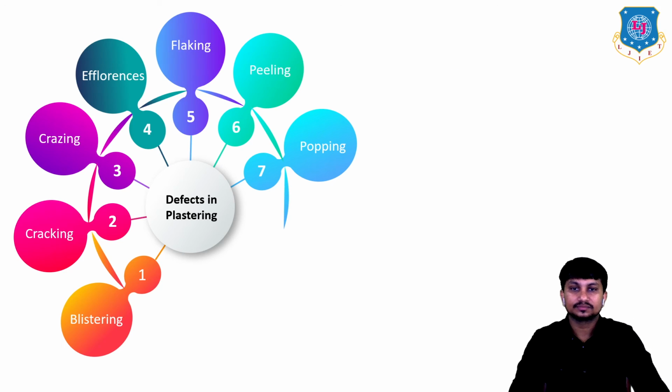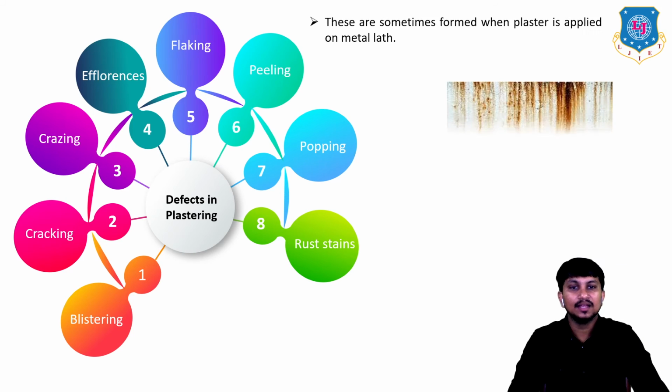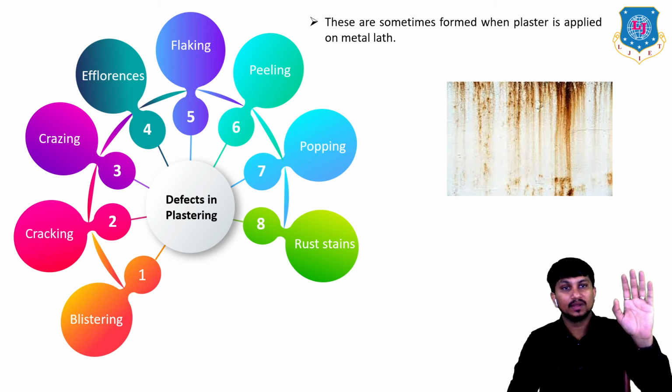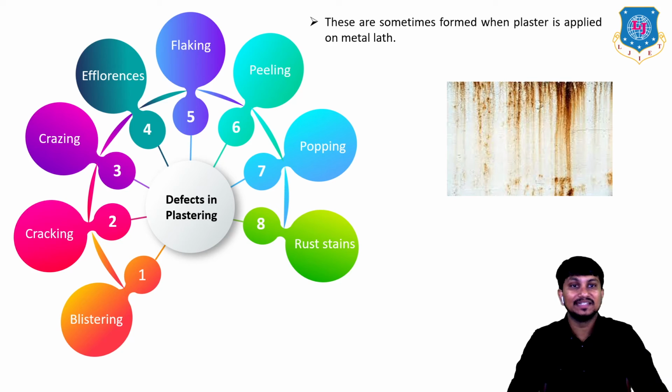Okay. The next type of defect is rust stains. These are sometimes formed when plaster is applied on metal lath. Okay, so this type of defect is also seen in a number of buildings. It's called rust stains.